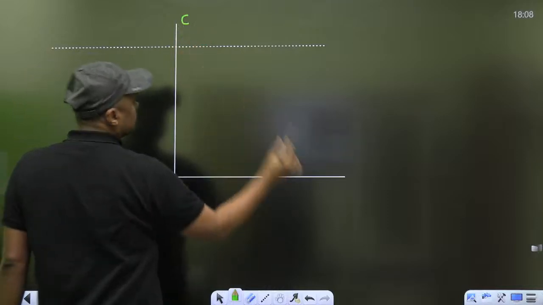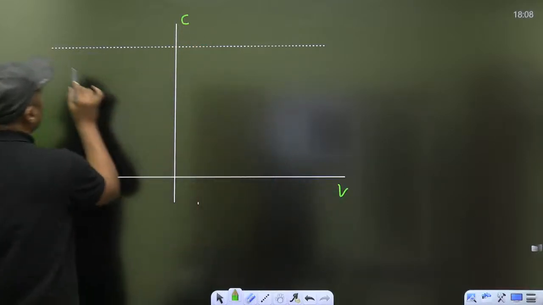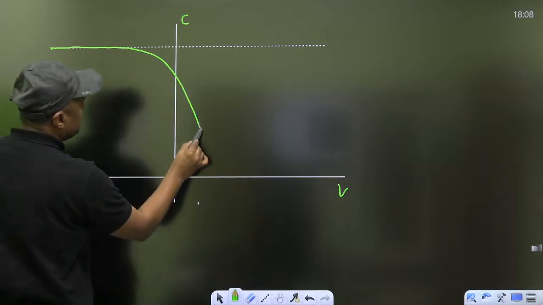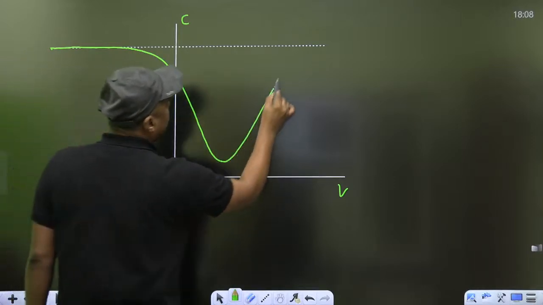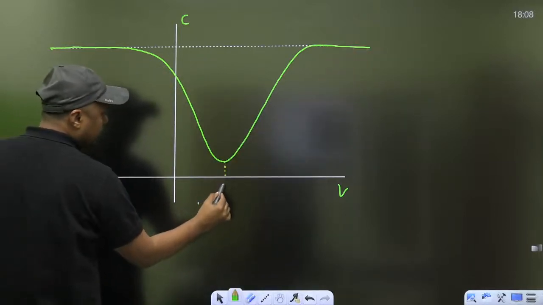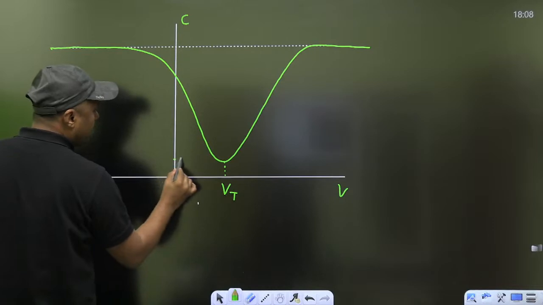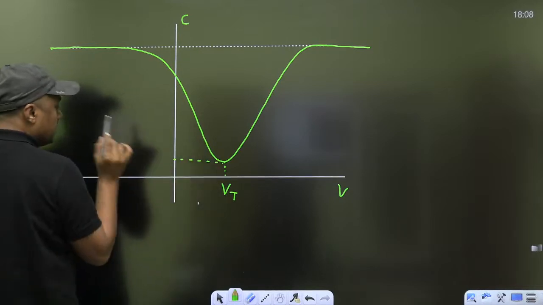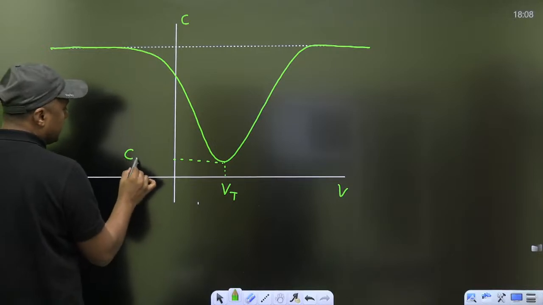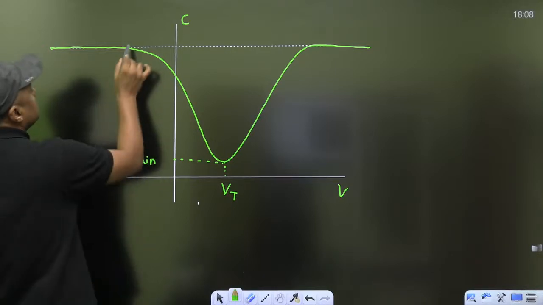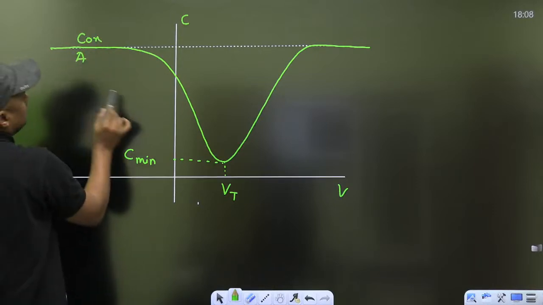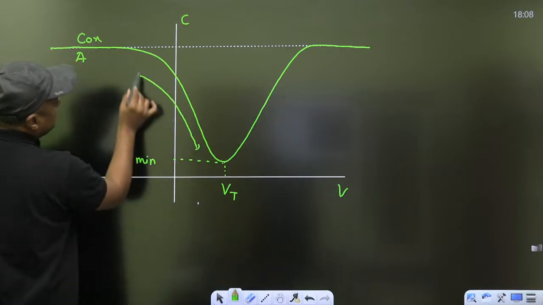This is the C, this is the V, VGS. Accumulation mode, then the flat band, then the depletion layer increases until it reaches maximum. Then this is called inversion and strong inversion. Exactly at VT, we have the maximum depletion layer and minimum depletion capacitance. Here we get C minimum, and this is C maximum, which is nothing but the oxide capacitance. This is called accumulation mode, and this is nothing but depletion.